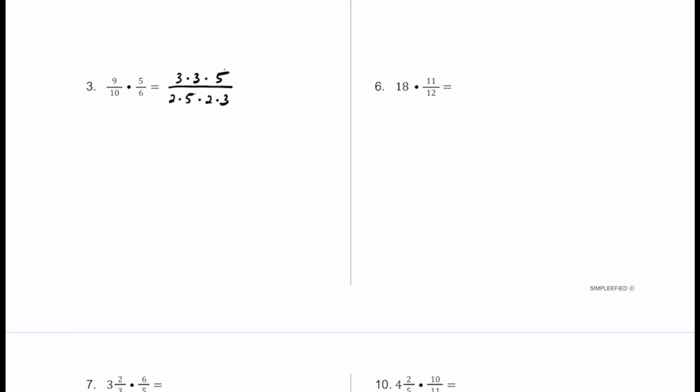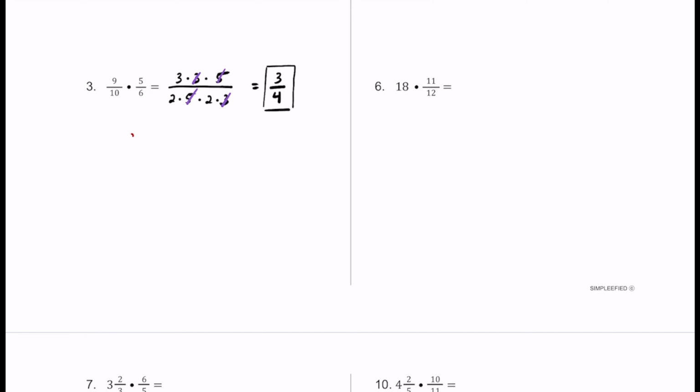Now, what do they have in common? Looks like they both have a 5. Get those out. And then they both have a 3, so you can cross those out. The only thing left on top is a 3. And on bottom, we have a 2 times 2, which is 4. So the product here would be 3/4.